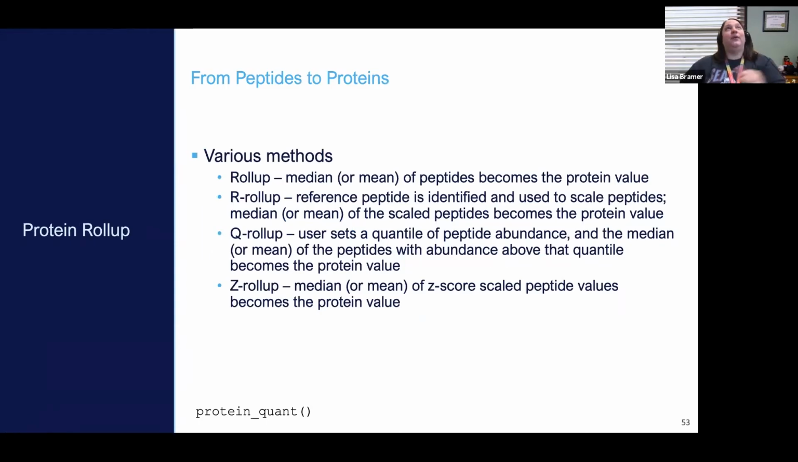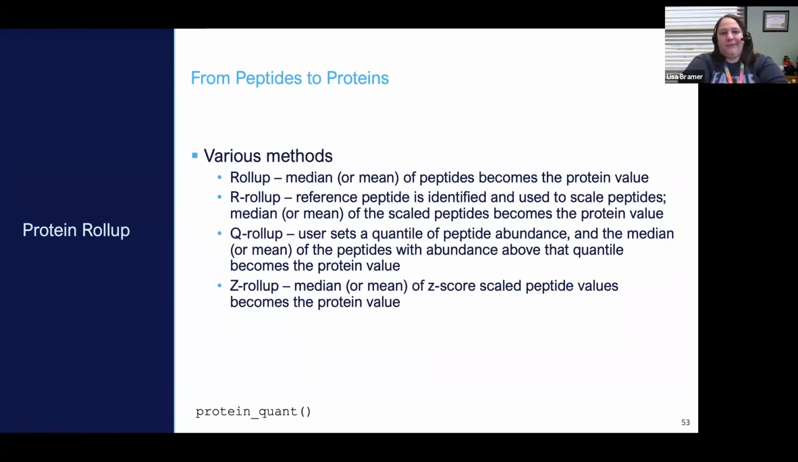So we left off after all of this filtering and normalization had been done. And at the very beginning, we told you that we prefer to start at the peptide level and then roll up to the protein. So there are many methods that can be used to go from peptides to proteins.